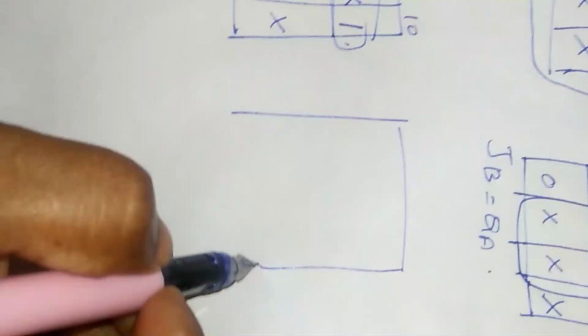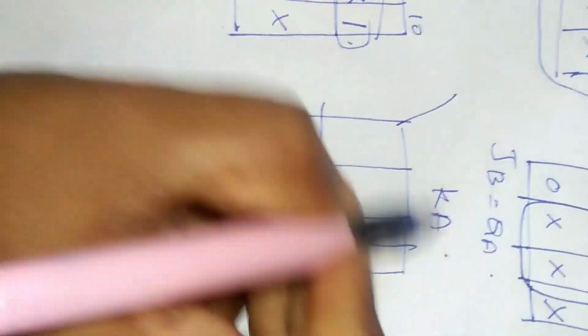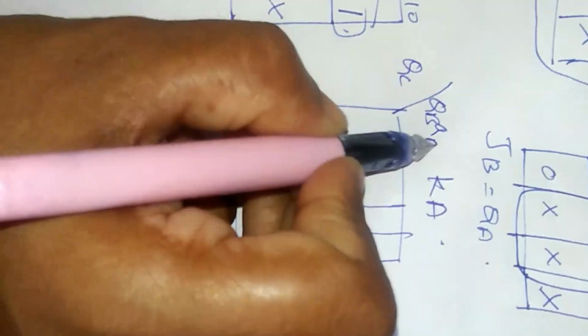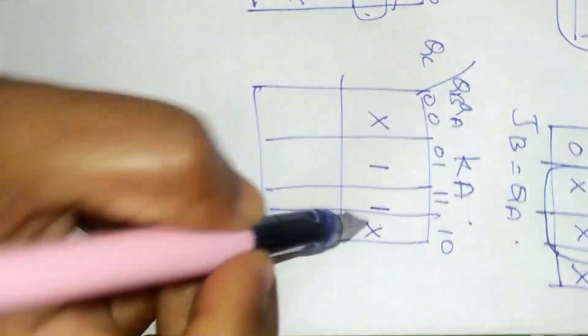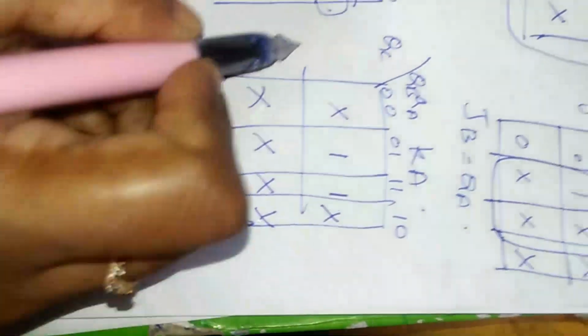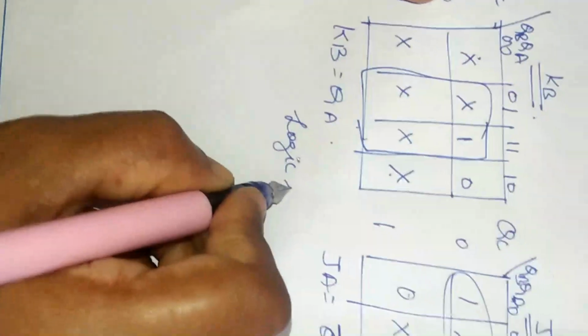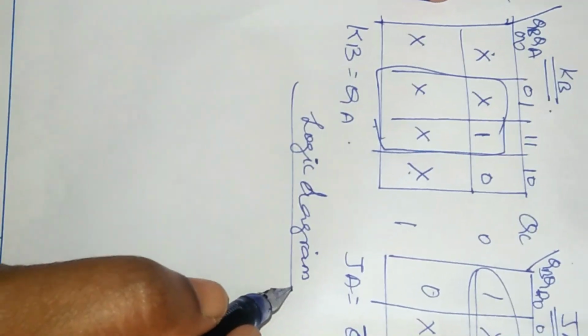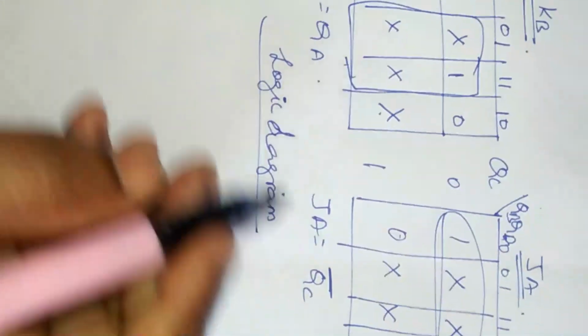And for KA, the final expression, we have QC, QB, QA, 0, 0, 0, 1, 1, 1, 1, 0. These are the inputs. So you have one term and K will be 1. The final step is to draw the logic diagram, which is very simple. The main crucial part is to complete the excitation table for the counter. Once we are done with that, the simplification of the K-map and the logic diagram is quite simple.